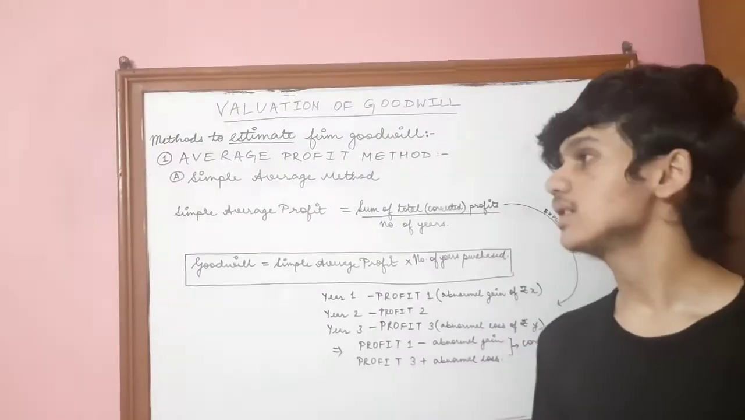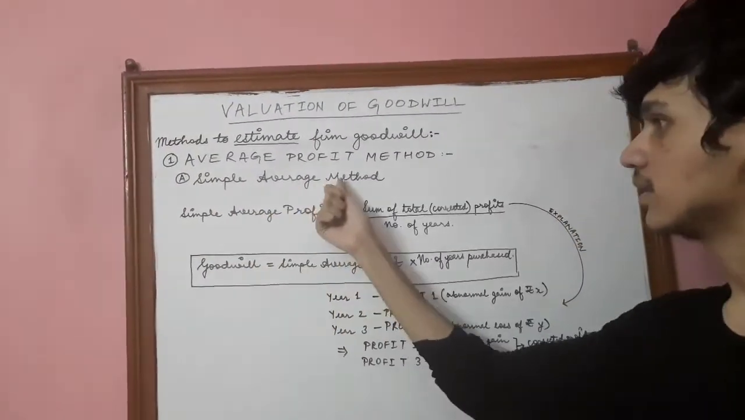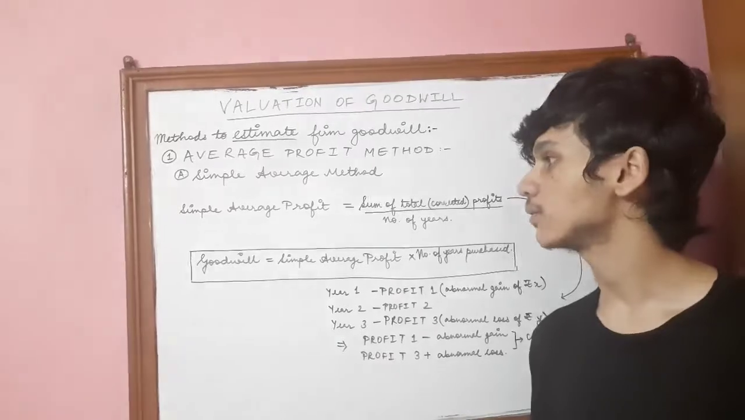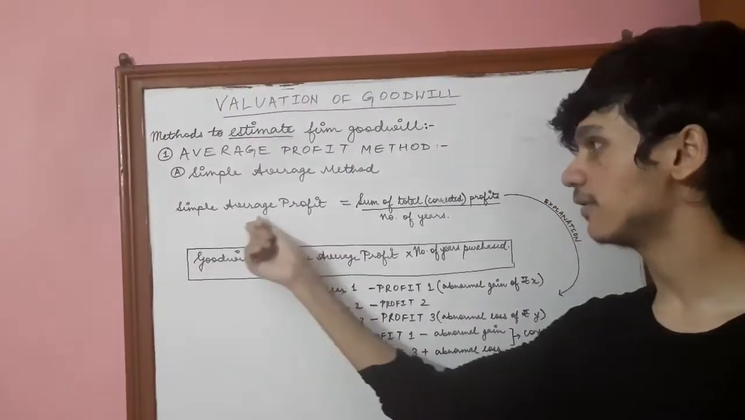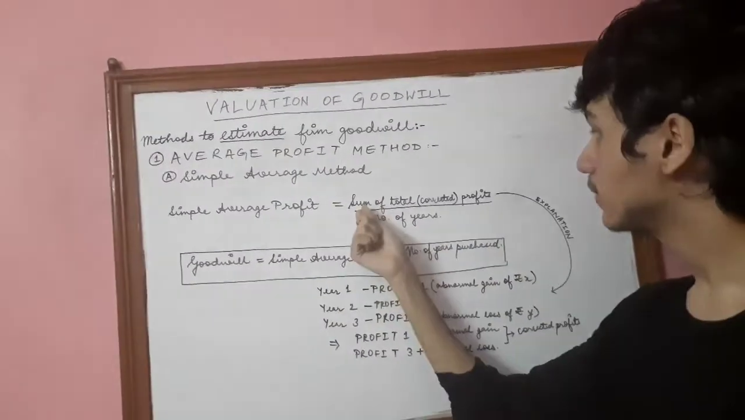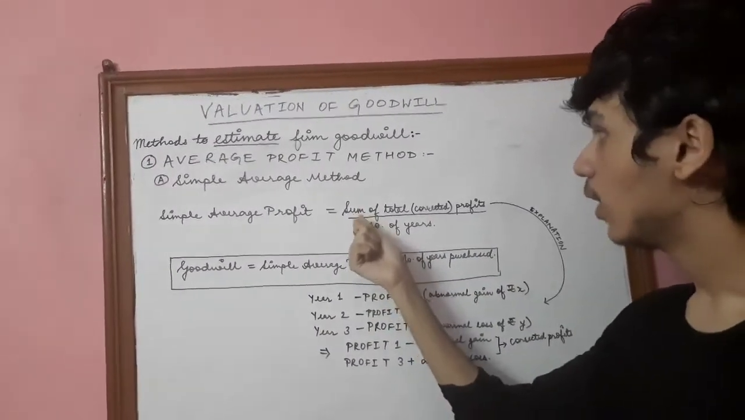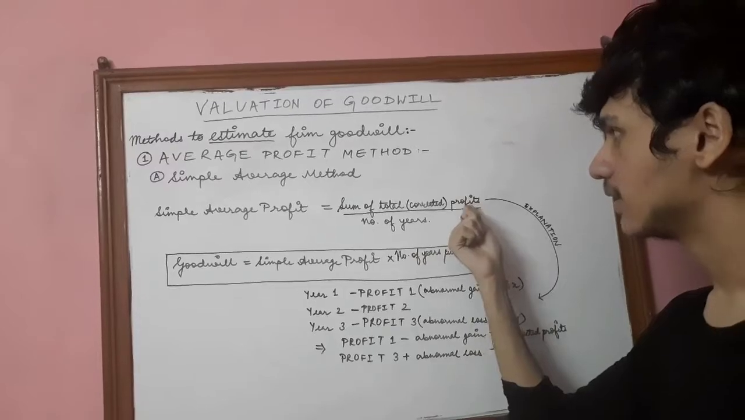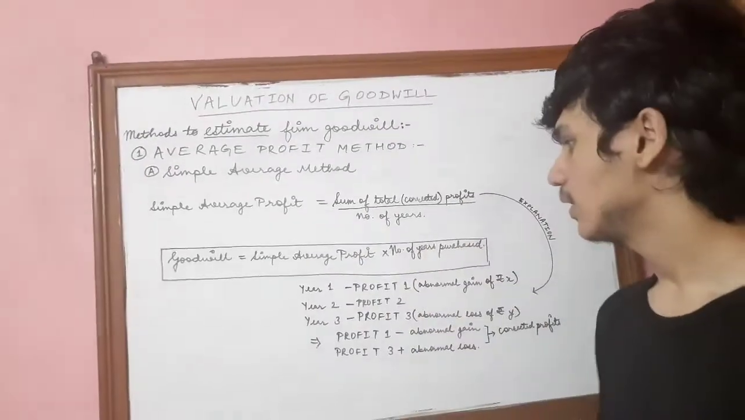There are two parts to it. The first one being simple average method. In this method, we need the value of simple average profit. In this, we take the sum of total corrected profits and divide it by the number of years.